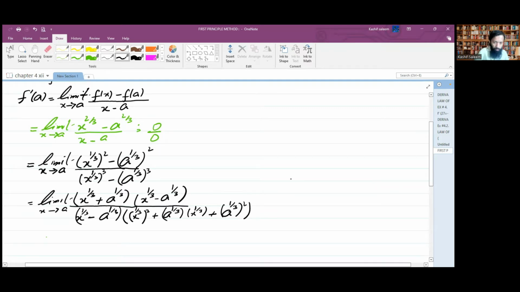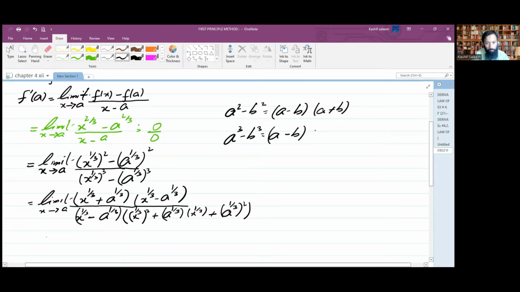Let me write the formulas here. a square minus b square is equal to a minus b times a plus b, and a cube minus b cube is equal to a minus b times a square plus ab plus b square. So we apply both of these formulas, a square minus b square in the numerator and a cube minus b cube in the denominator. What happened? This factor is cancelled out by this factor.